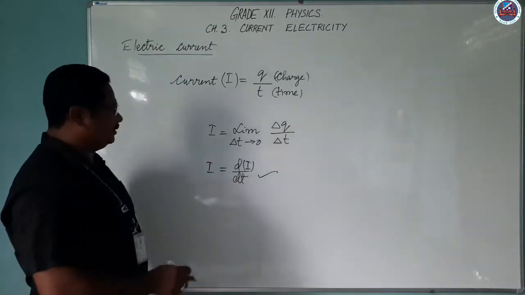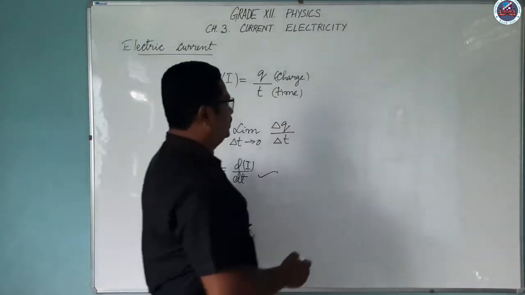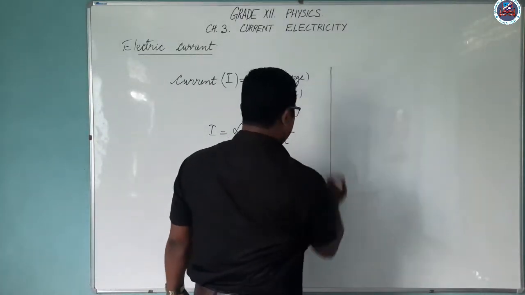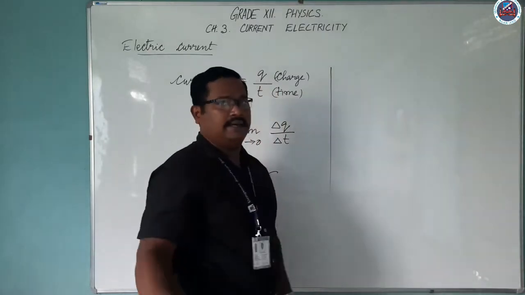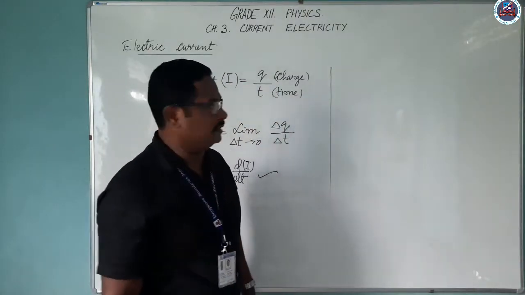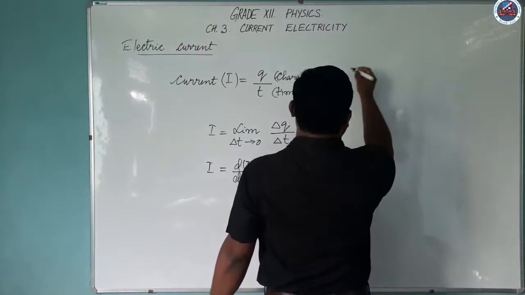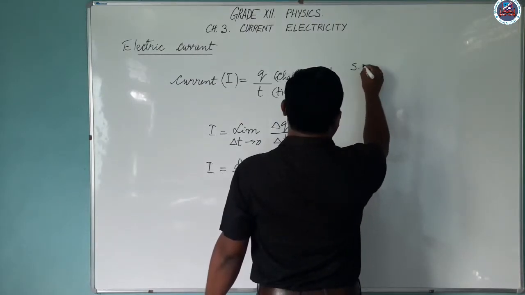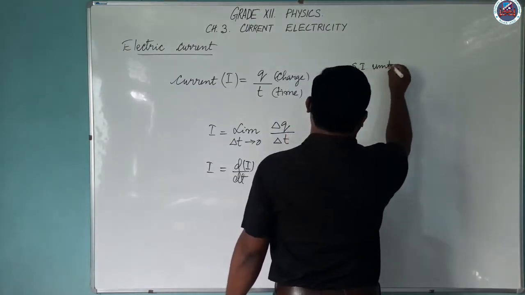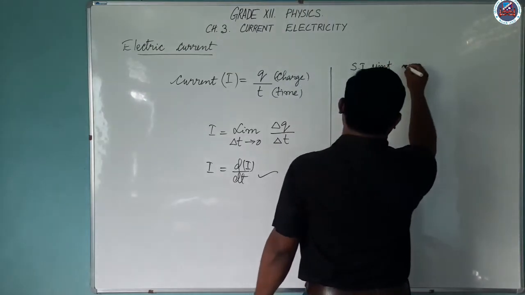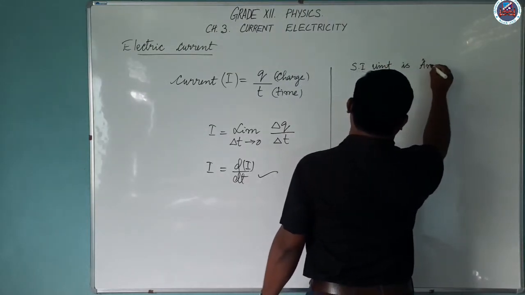The SI unit of electric current is ampere. It is one of the basic units that is accepted by the SI system, that is System International. SI unit of electric current is ampere.